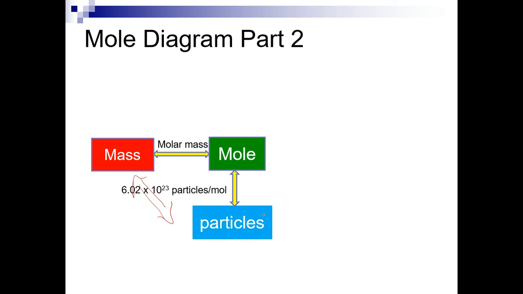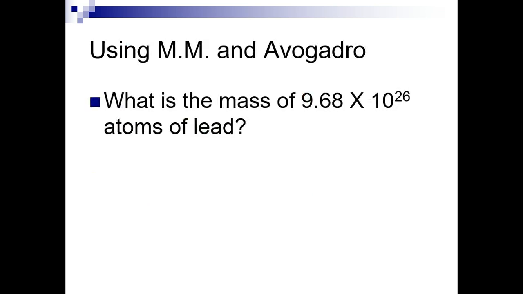I was given the particles, so I'm going to start here. I'm going to change my particles into moles. I'm going to change my moles into mass, and I'm going to end up getting the mass of my 9.68 times 10 to the 26th atoms of lead. So let's go. I'm going to start with my atoms of lead.